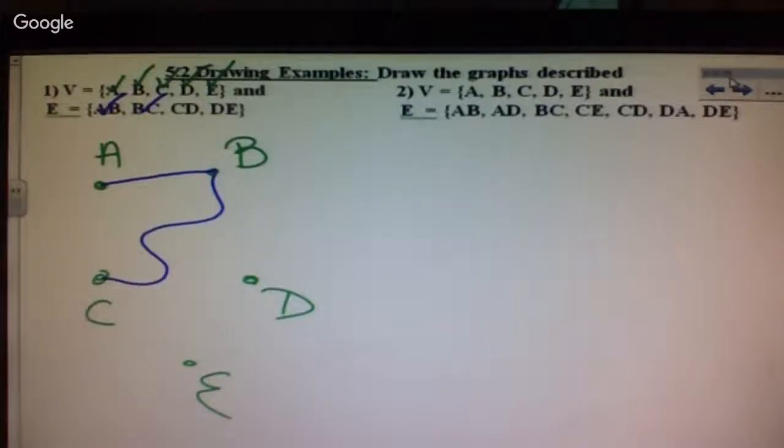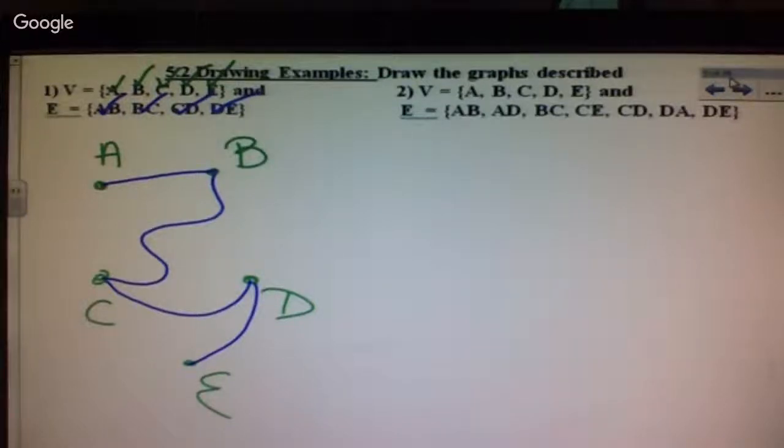That's doing too much. Way too much. Okay. Keep your straight lines. I don't care. C then connects to D. And finally, D has to connect to E. Check. That's a 100. That's it. I told you, it's not that bad.